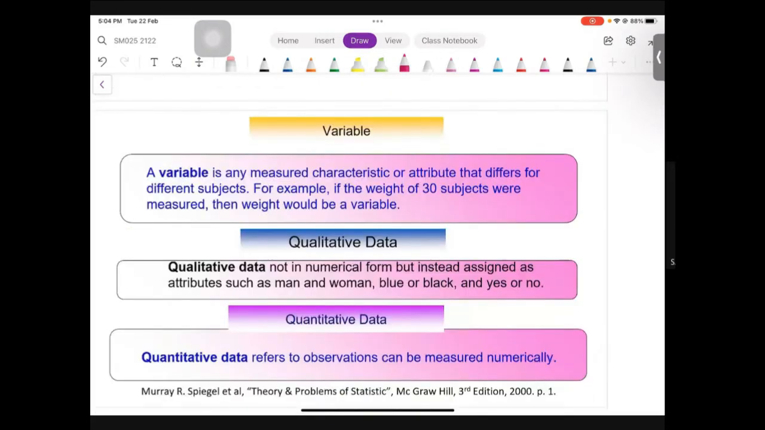Next one is variable. A variable is any measured characteristic or attribute that differs for different subjects. For example, if the weight of 30 subjects were measured, then weight would be a variable. Moving on, we have qualitative data. Qualitative data is not in a numerical form but is instead assigned as attributes, such as man and woman, blue or black, and yes or no. Next, we have quantitative data. Quantitative data refers to observations that can be measured numerically.